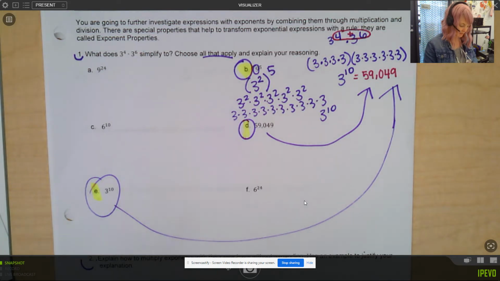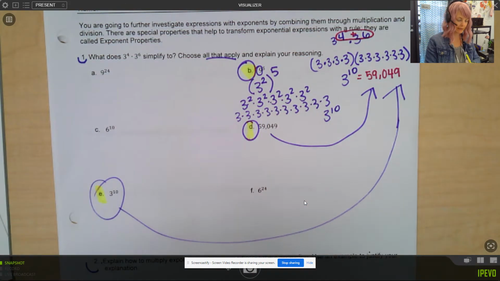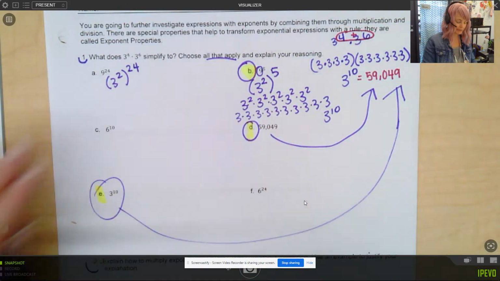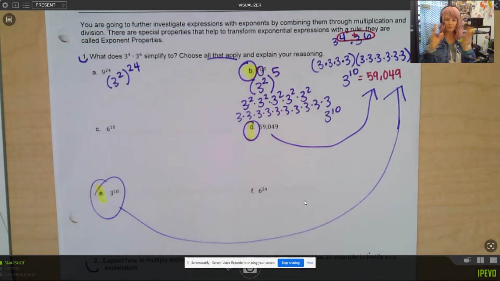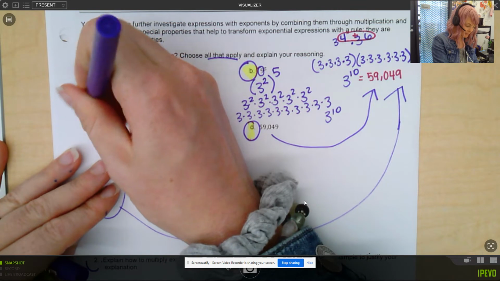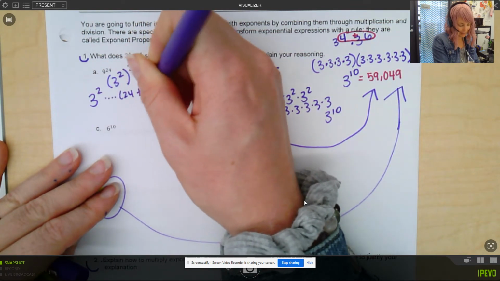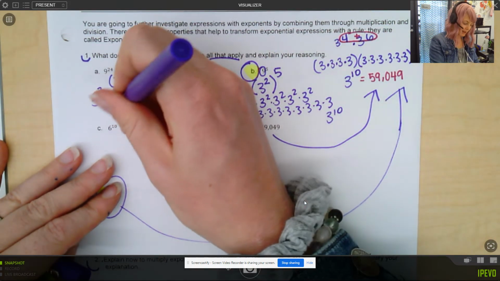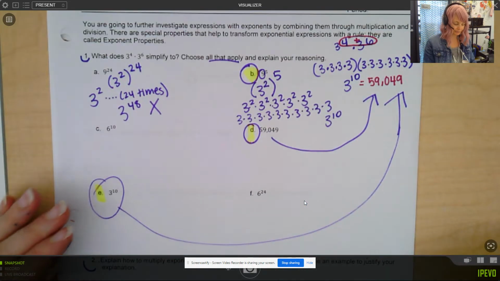Well, let's think about some of these other ones. Well, 9 to the 24th, can we do this same thing, where 9 is 3 squared, to the 24th? Okay, I'm not writing this out 24 times. So if you have 24 groups of 3 squared, 24 times, how many total factors of 3 would you have? That's right, 48. So 3 to the 48th power, so that's not it.